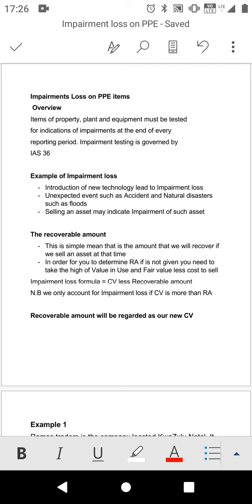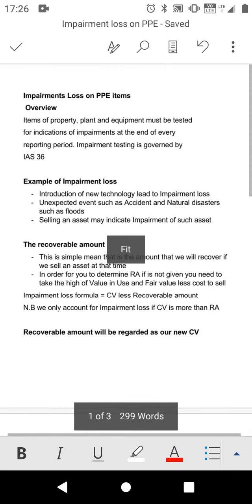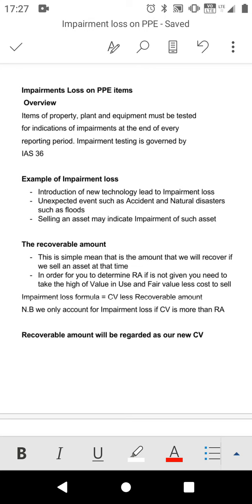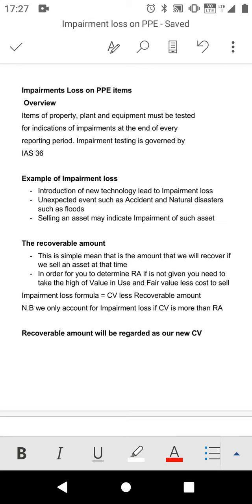Then an unexpected event such as an accident or a natural disaster such as a flood can lead to impairment loss. If you purchase a vehicle today and you have an accident tomorrow, remember, when you purchase a vehicle, you are expecting to use that vehicle for at least more than 5 years. But if the accident happened, that's abnormal loss. So we call it what? Impairment.